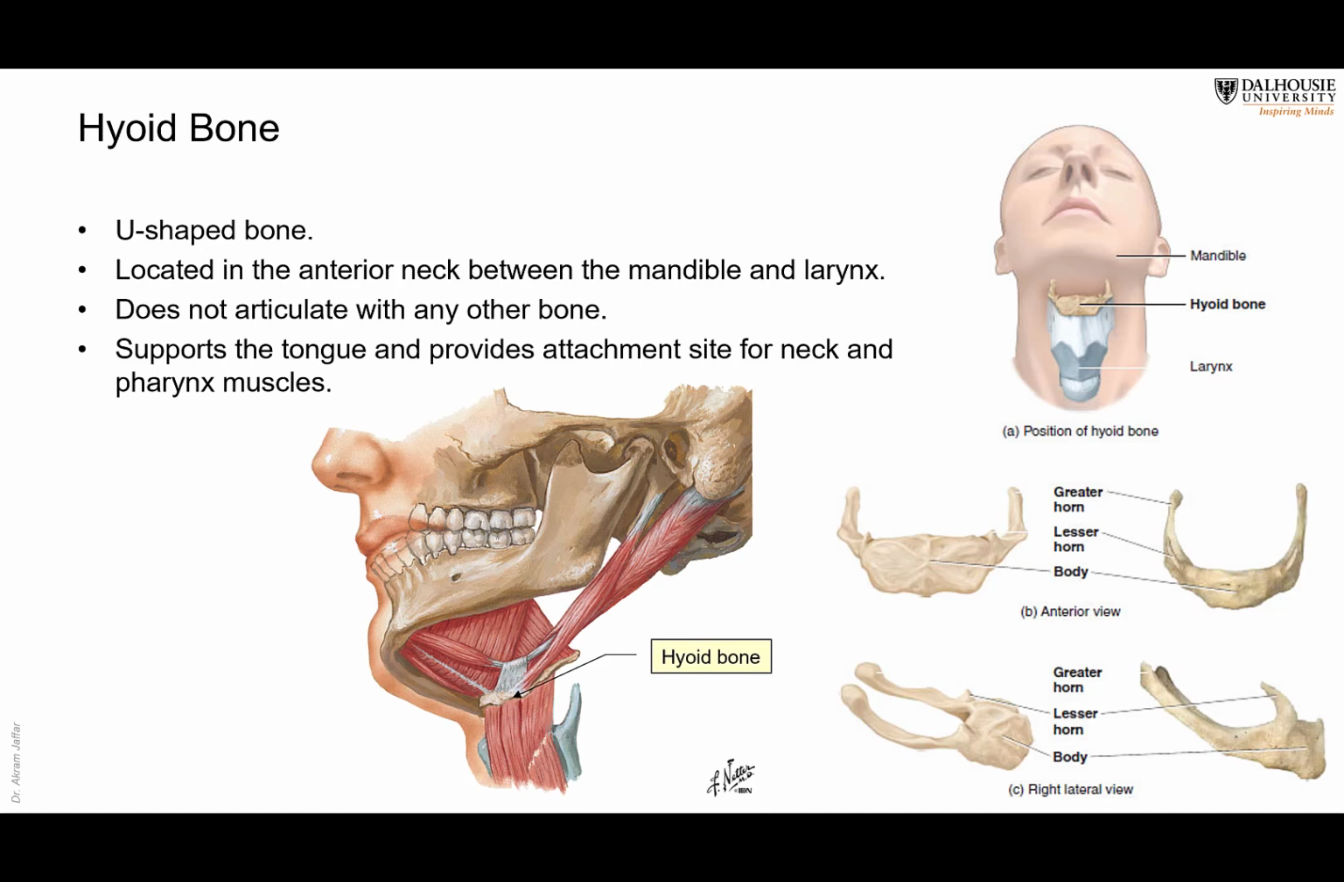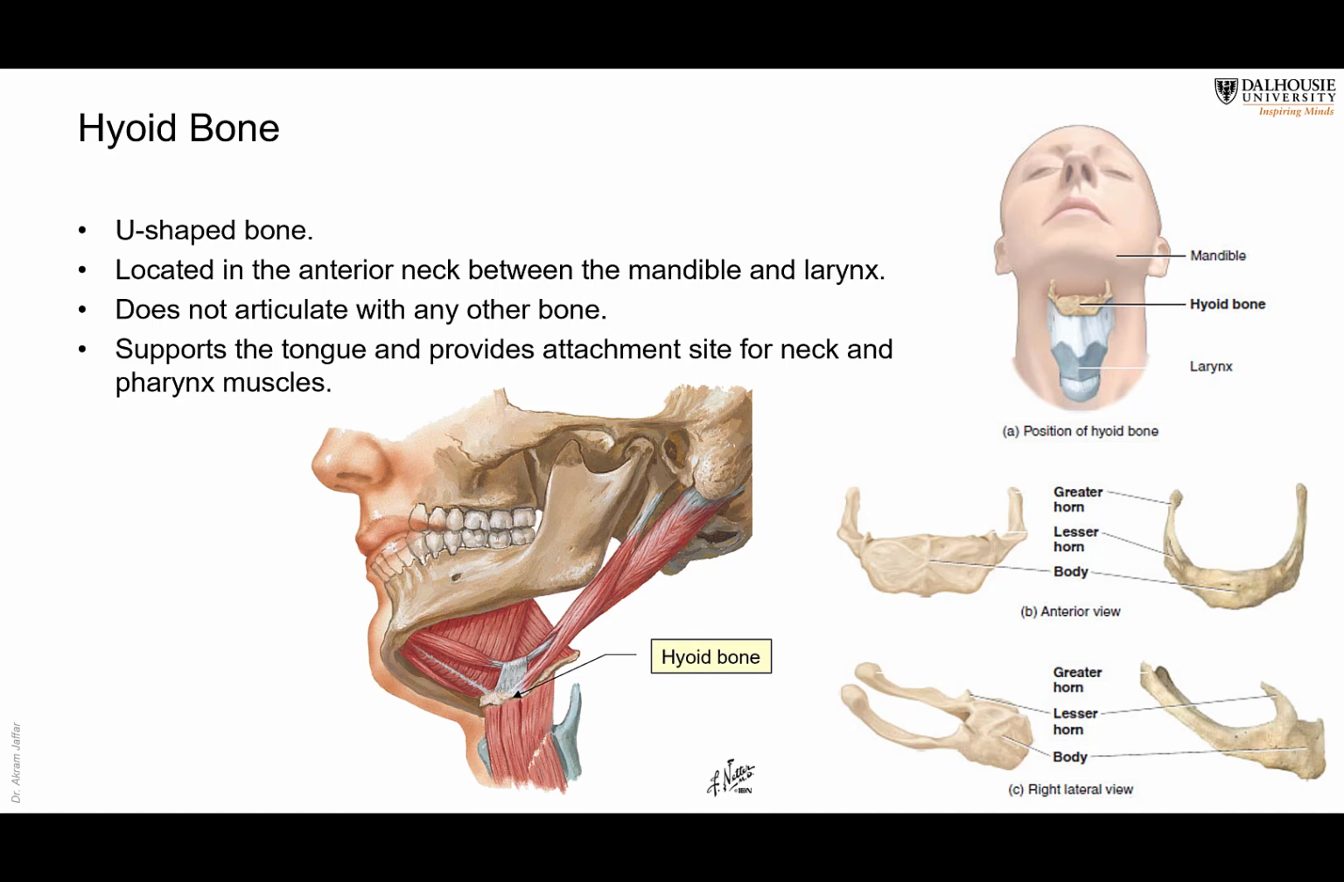So far about the bones of the skull. Now let's deal with the hyoid bone. Another bone. This is the bone that does not articulate with any other bone. So how is it kept in place? It is kept in place by muscles and ligaments. It does not articulate with any other bones. It acts as a base for the tongue, and it allows the attachment of muscles of the neck, muscles of the pharynx, and so it moves with swallowing as well.